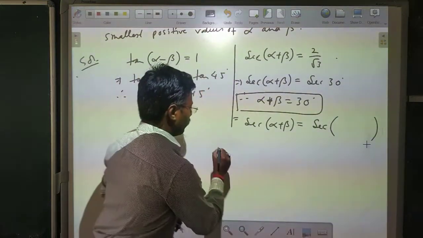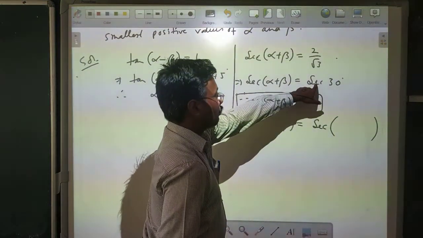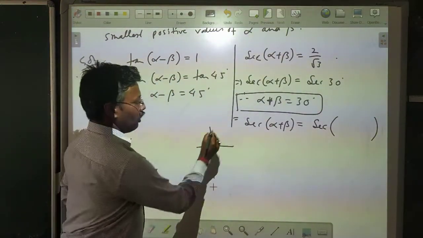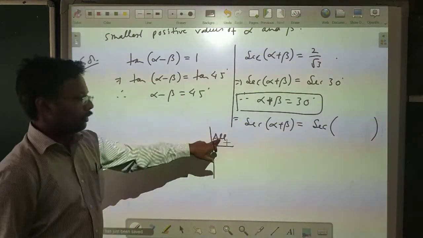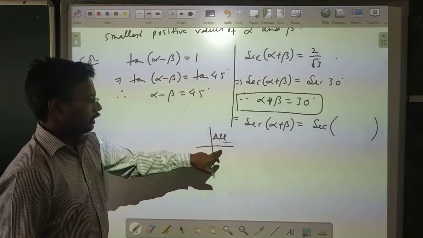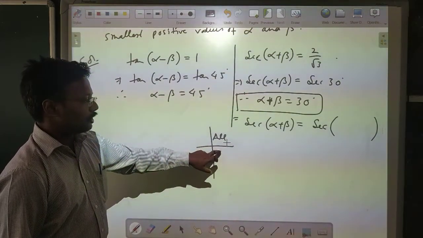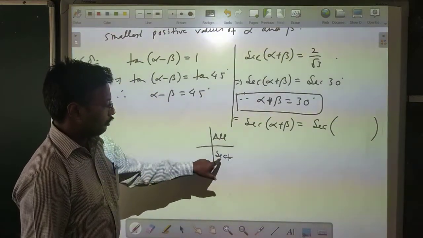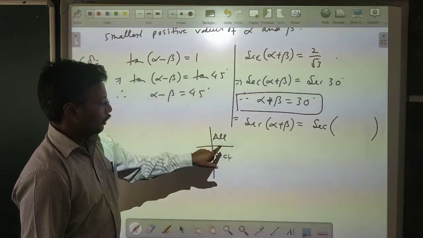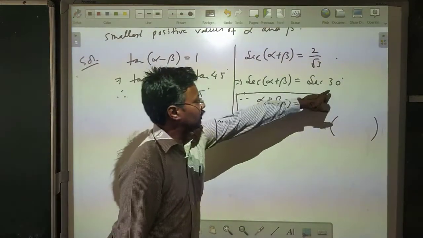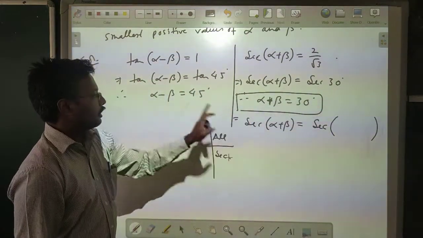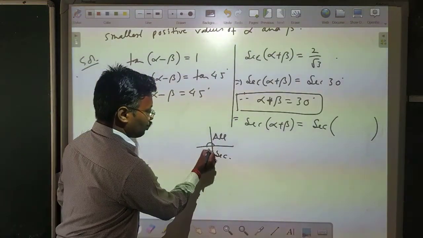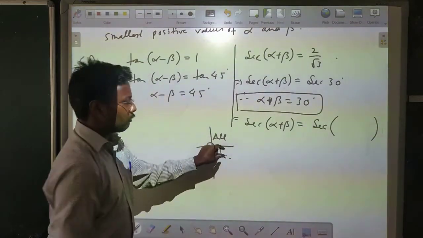Now what am I supposed to write here? See, first of all you have to check in which quadrant sec is positive. Then it will be easier. You know, in the first quadrant all the trigonometric ratios are positive, and in the fourth quadrant, cos and sec are positive. So we come to the fourth quadrant, because in the first quadrant we don't have to do anything, since it is given as 30 degree, and with this 30 degree we are not getting the answer. So you have to come to the fourth quadrant, and fourth quadrant means 2 pi, that is 360 degree, minus some acute angle.